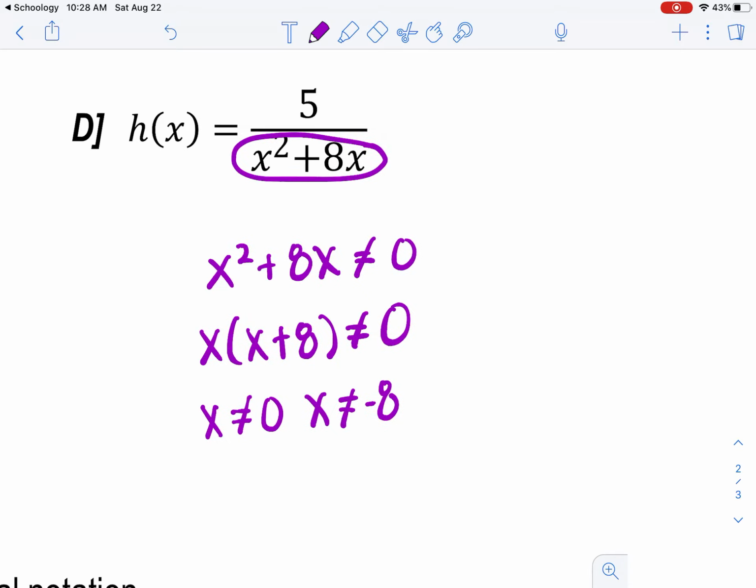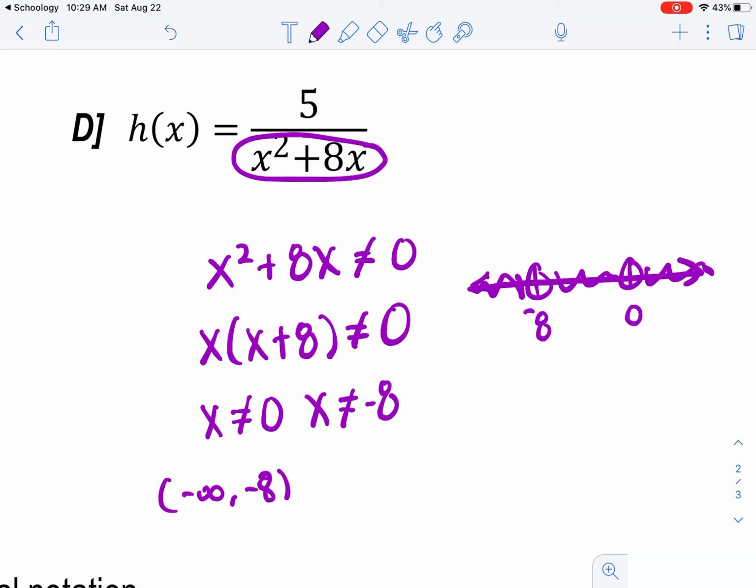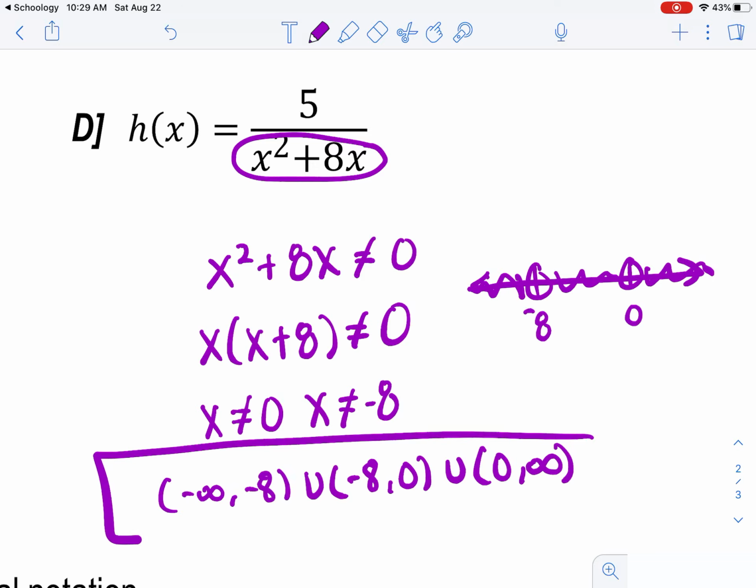You can think about what this looks like on a number line, or you can jump right into writing your domain in interval notation. Negative 8 is here, 0 is here, open, open, everything less, everything in between, everything more. So negative infinity to negative 8, union, negative 8 to 0, union, 0 to infinity is your domain.